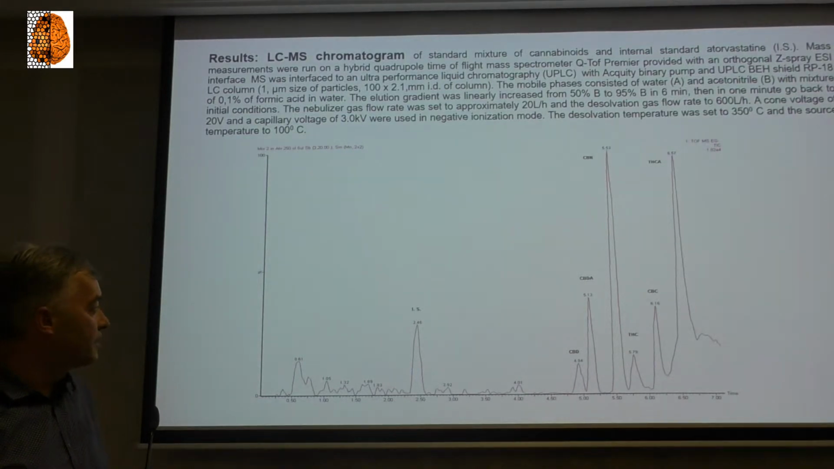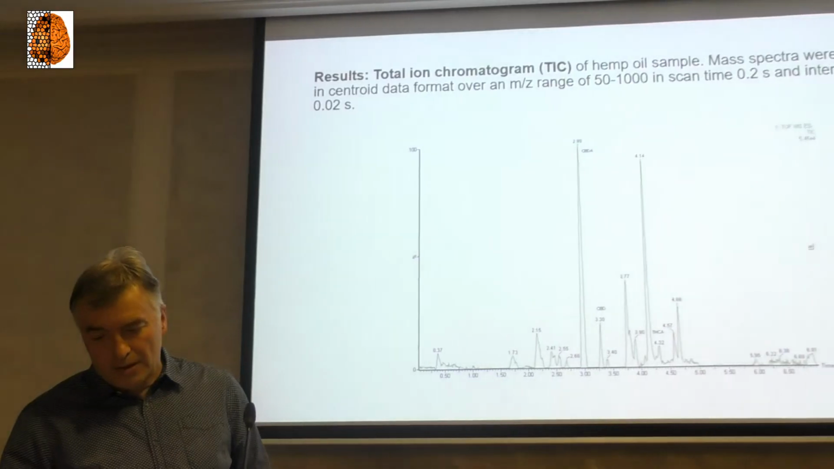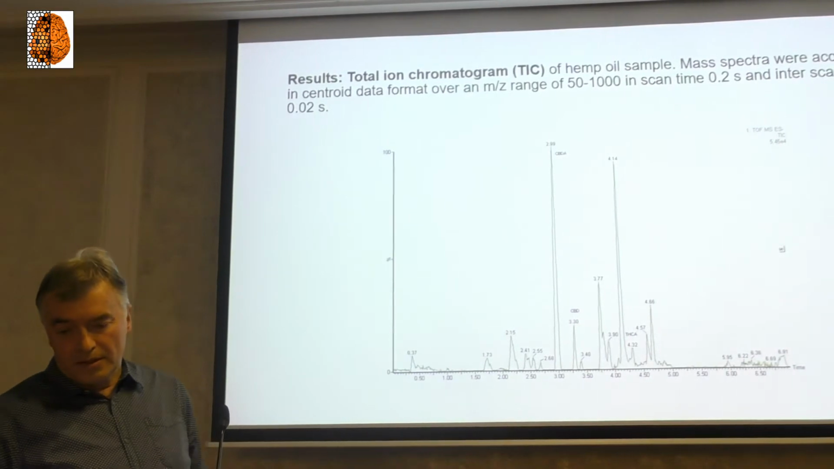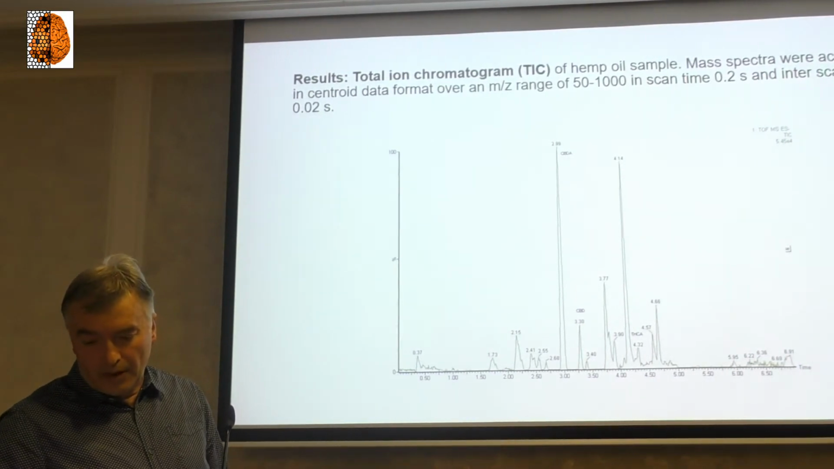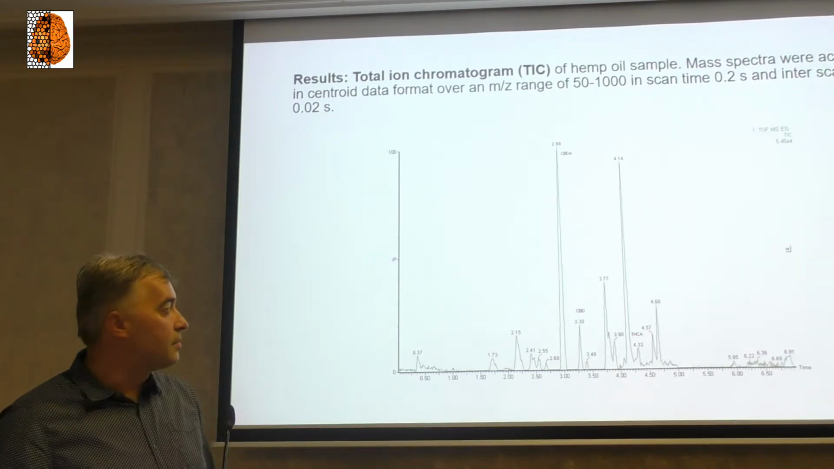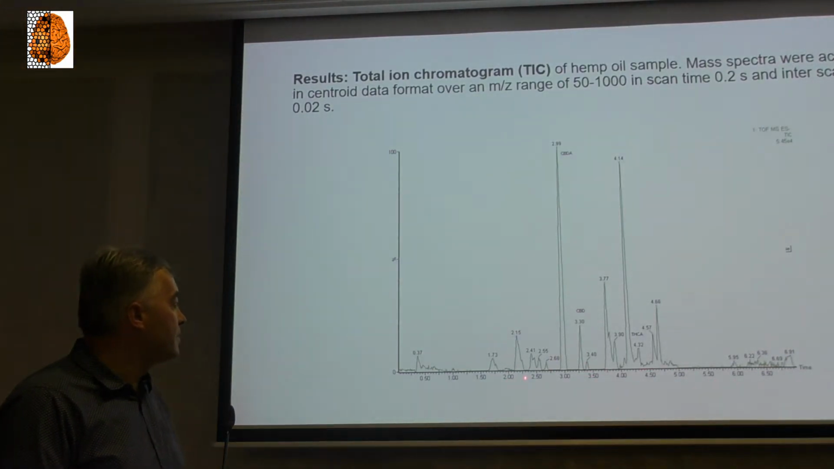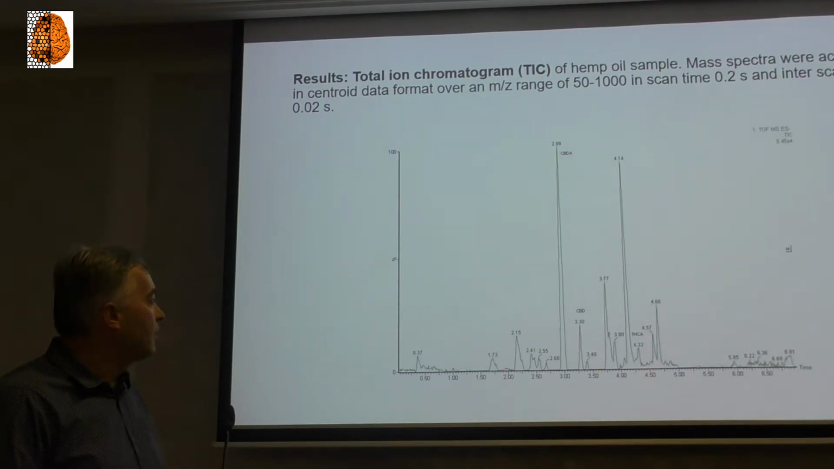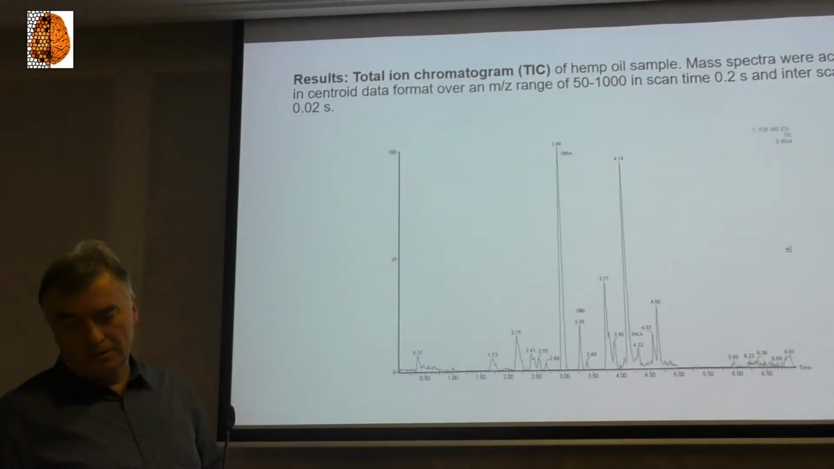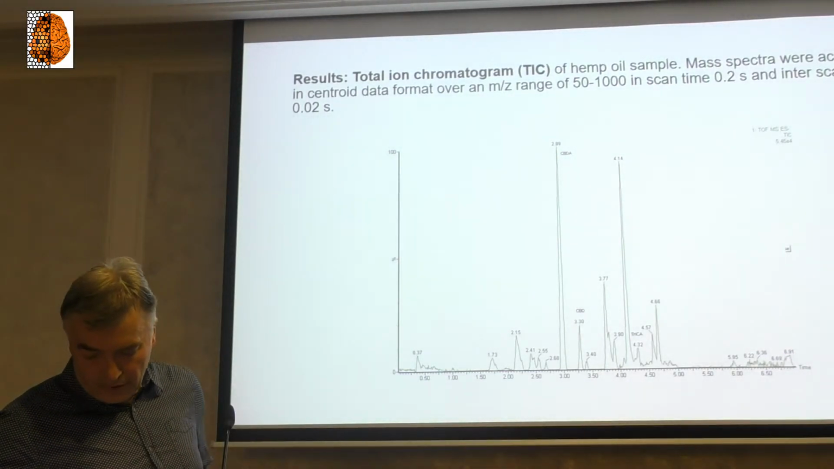In 7 minutes, the measurement is finished. The results of LCMS measurement of hemp oil sample: we found some cannabinoids in complex samples. We can see many other peaks also, which are not a part of cannabinoids, but are other compounds like fatty acids, terpenes, and so on.